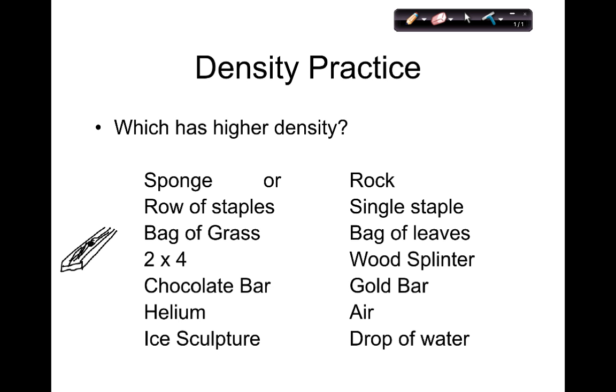Okay, so make your teams of 2 or 3 and decide for each of these pairs of things. So there's 1, 2, 3, 7 of them. For each of these pairs, you're deciding which in the pair has a higher density. So pause the video and take 5 minutes to see what you think in your pairs or your groups of 3. So pause the video.